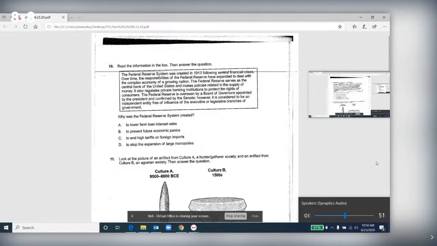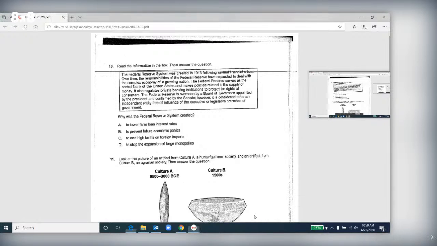What we're going to do, I've taken some questions off of the official readiness test. These are ones that are very similar that would be on the task test. And I'm just going to give you some strategies as to how to answer these questions. Okay, so let's do number 10.